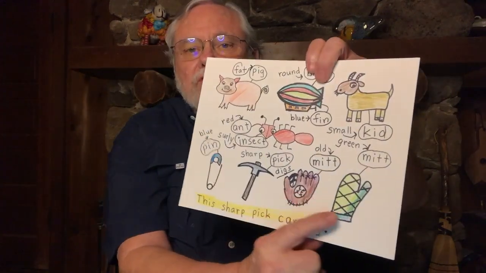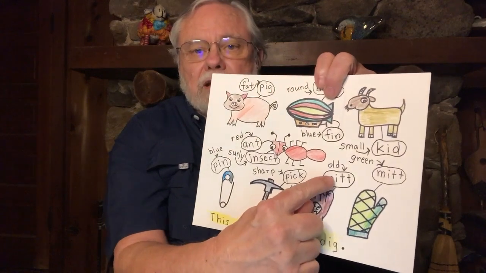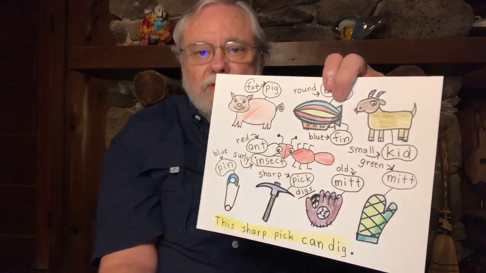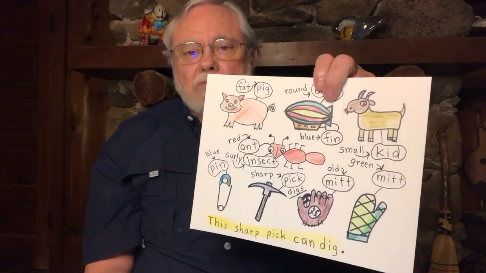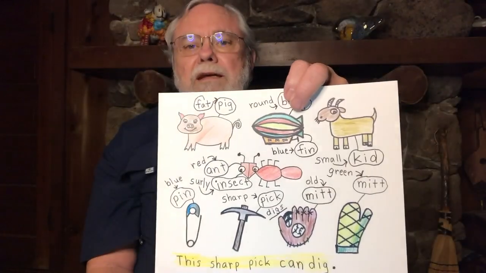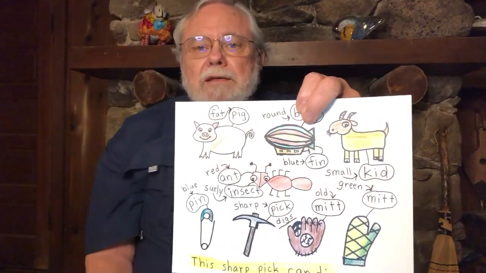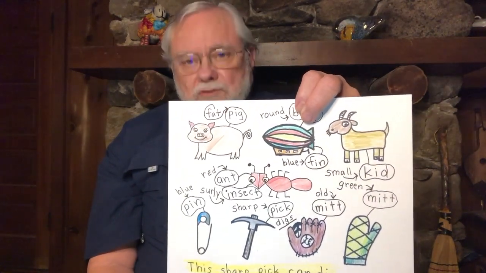Then we drew two different kinds of mitts. We drew a baseball mitt, and the mitt that I showed you is old, so I labeled this as an old mitt. And then we drew a mitt that you might use for taking a hot pan out of the stove, like an oven mitt, and I just labeled it a green mitt. Now there's a couple things on here that we didn't have time to draw yesterday, so I'm going to show you how to draw those today, and then you can try drawing them on your own after we finish the lesson.